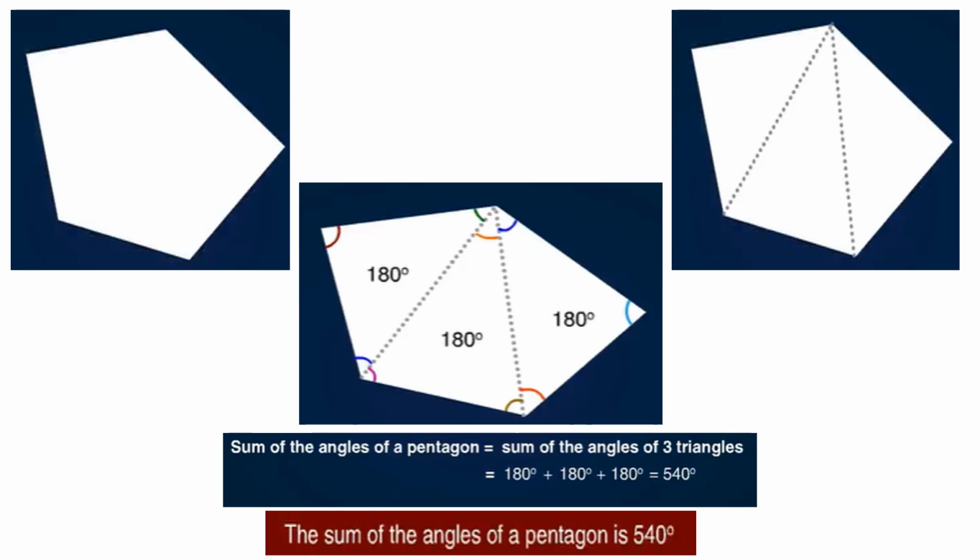Now here we have an activity. Take a piece of paper, draw a pentagon, cut through its border, and now fold it from any one vertex, joining any two vertices on either side. Once you join, you get three triangles, right? We all know that the sum of the measures of the angles of a triangle is 180 degrees. How many triangles do we have now? We have three triangles. So when we take the sum of the measures of all three triangles, we get the sum of the angle measures of a pentagon. So 180 degrees plus 180 degrees plus 180 degrees, that is 540 degrees. Hence the sum of the angles of a pentagon is 540 degrees.